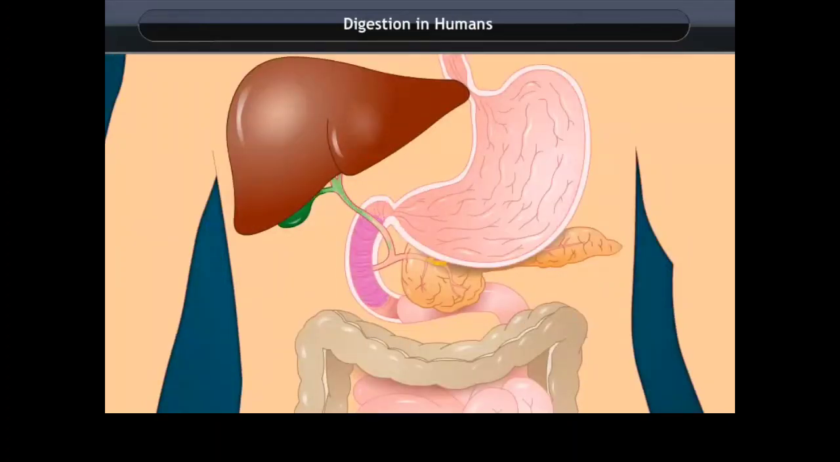It receives secretions from the liver and the pancreas in the form of bile and pancreatic juice. Apart from this, the wall of the small intestine also secretes juices. The main function of the liver is to secrete bile juice. Bile juice is stored in a sac-like structure called the gallbladder. Bile takes part in the digestion of fats present in the ingested food. The pancreas secretes pancreatic juice, which takes part in the digestion of carbohydrates and proteins by breaking them into simpler substances.